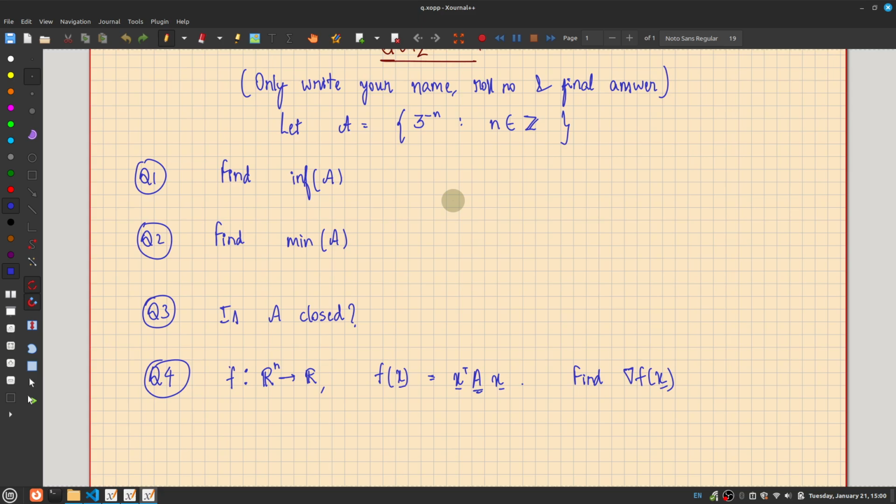The last one is f of x equal to x transpose Ax. The gradient is equal to what? Can't find the gradient.